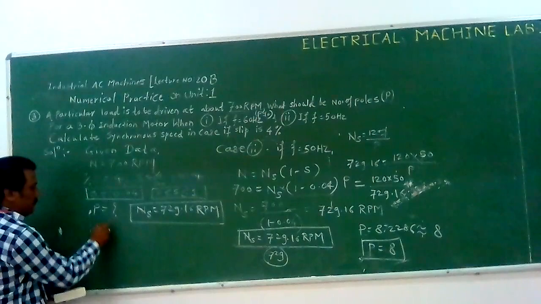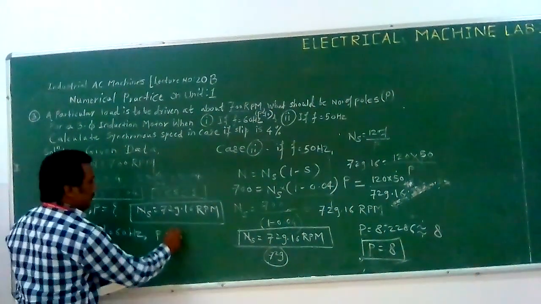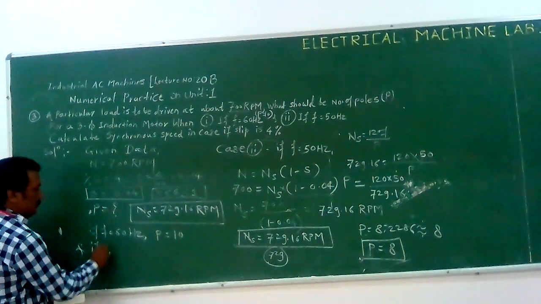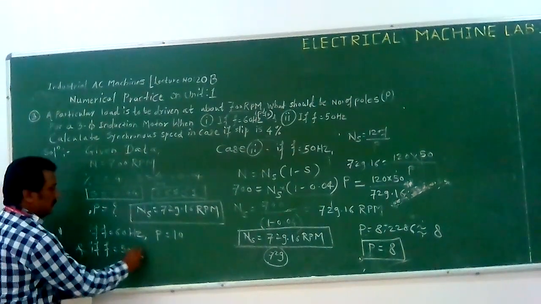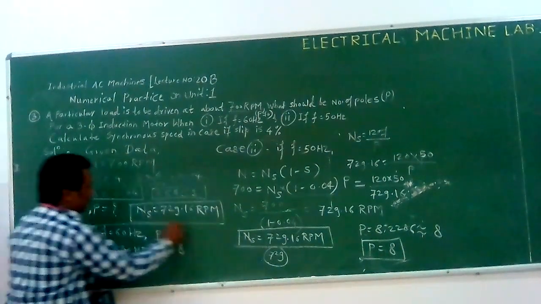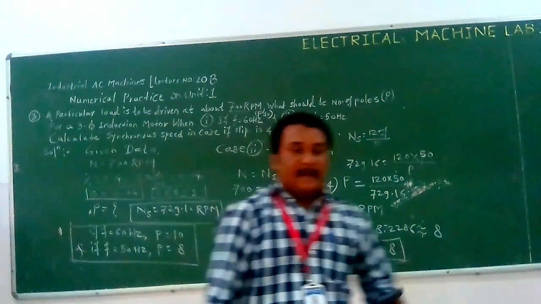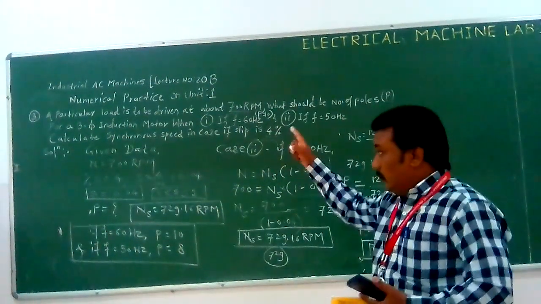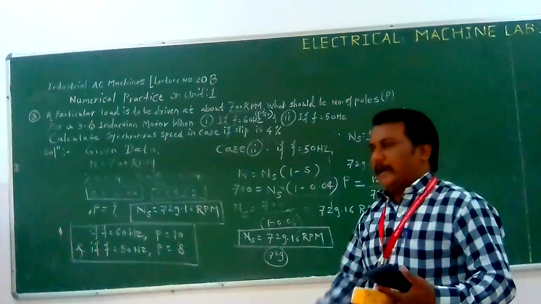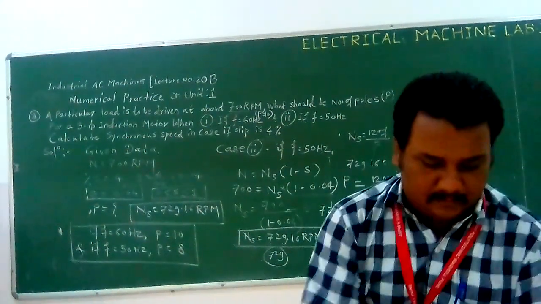Then if the frequency is 60 hertz, poles will be 10, and if the frequency is 50 hertz, poles will be 8. So it is the final solution of the given numerical. Students should try to write the numerical in the notebook and solve it again and again, so that the practice is built automatically. Going to the next numerical.